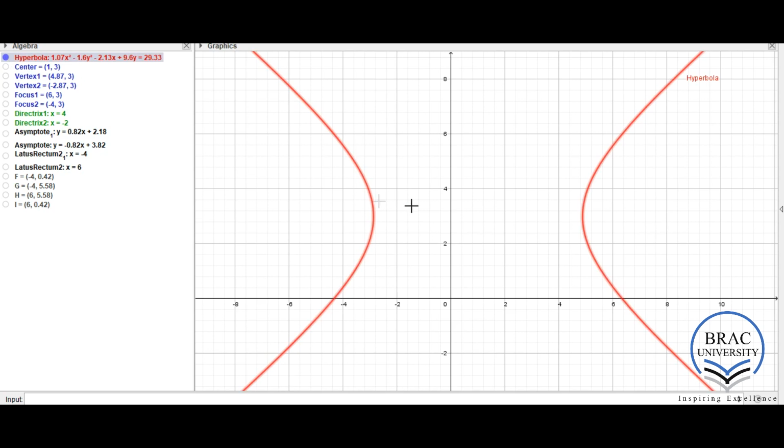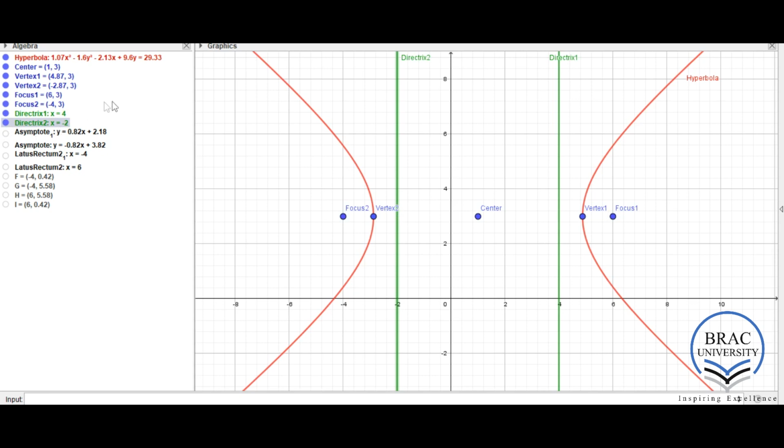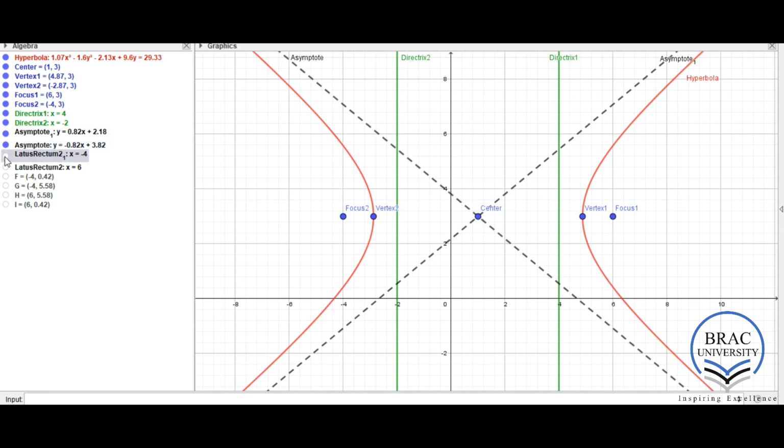So this is the hyperbola we have. This is the shape of the hyperbola. And yes, the transverse axis is here in the x direction, right? The center is there, (1, 3), that's the (h, k). The vertices are the turning points, right? So vertex 1 and vertex 2. The first focus is there, the second focus is there. These are the directrices. Here are the asymptotes we plotted, and the latera recta. So this is the equation of the latus rectum. That's the first one, and this is the second one.